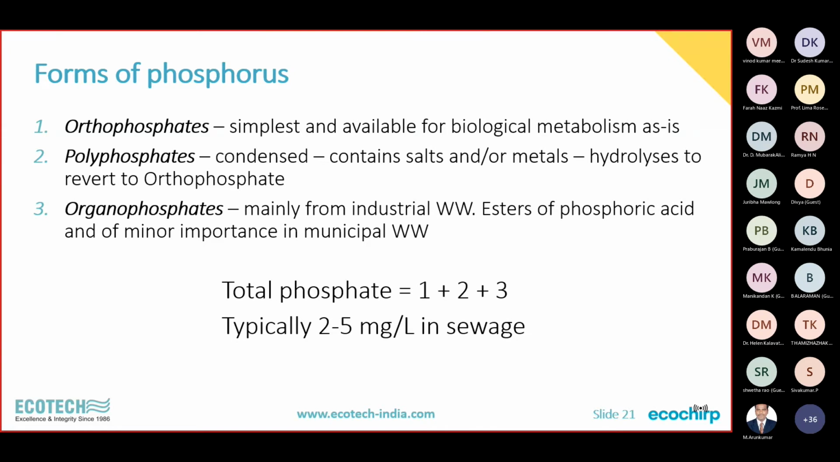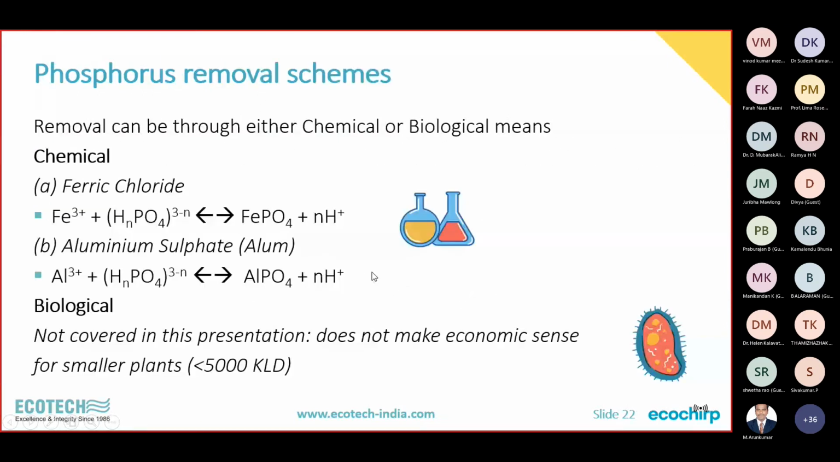Organophosphates, mainly from industrial wastewater, we don't see that in domestic sewage at all. These are esters of phosphoric acid and of minor importance in municipal wastewater. Organophosphates, as you know, are like pesticides and so forth. So total phosphate is a combination of ortho, poly, and organophosphates, typically 2 to 5 milligram per liter in sewage. Sometimes it goes as high as 6 milligram per liter in domestic sewage.